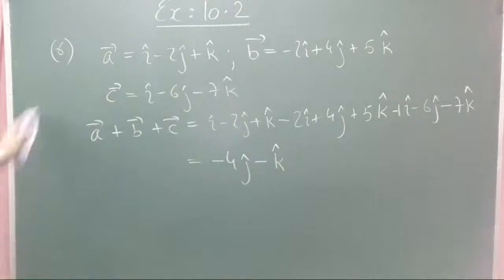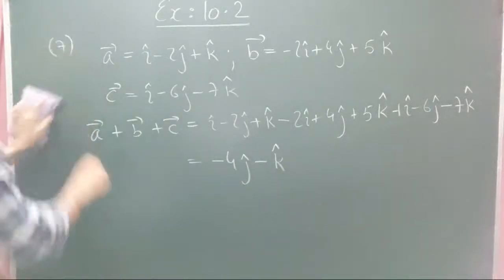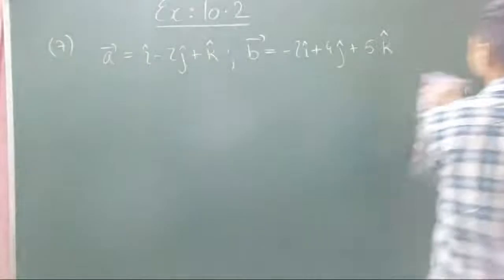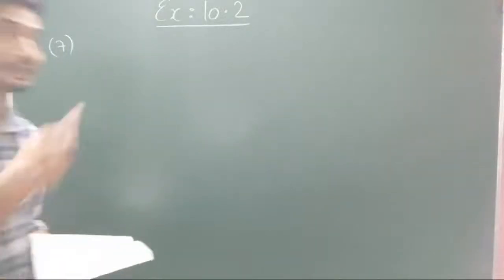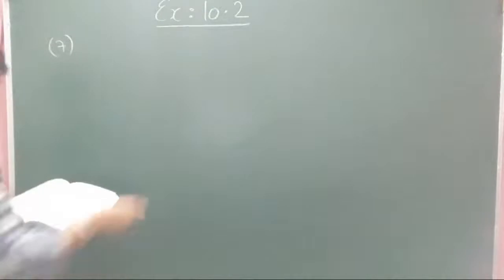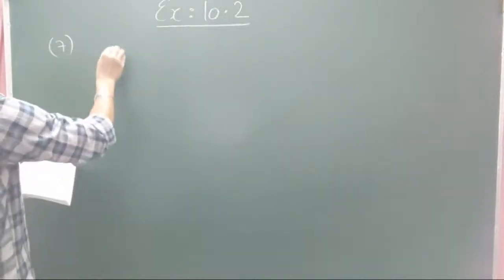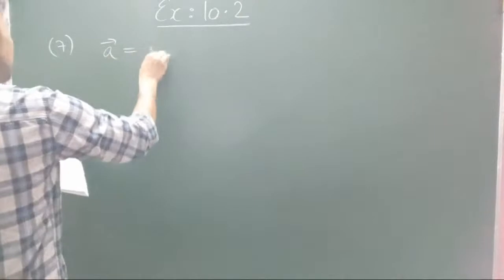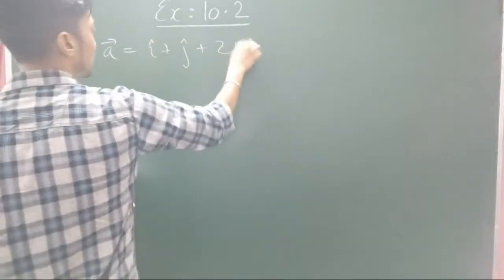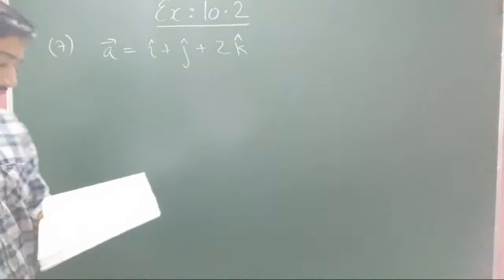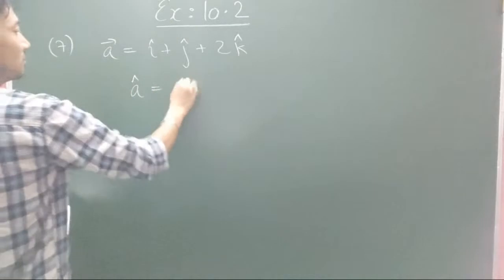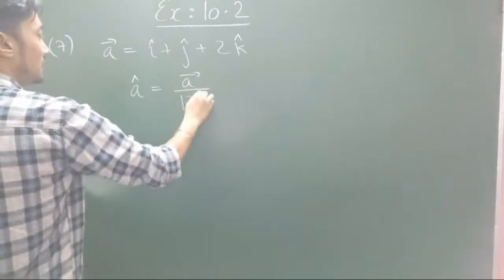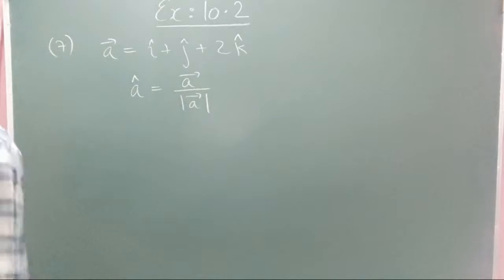Fine then, let's move on to question number 7. As I say, this chapter is not difficult at all, but don't ignore it because it's going to be very important for the next chapter, vectors and three-dimensional geometry. Question number 7. A vector is given to us, vector A, that is i plus j plus 2k. The question is, find a unit vector in the direction of the vector A. We know how to find out the unit vector. The unit vector is given by the vector divided by its magnitude.